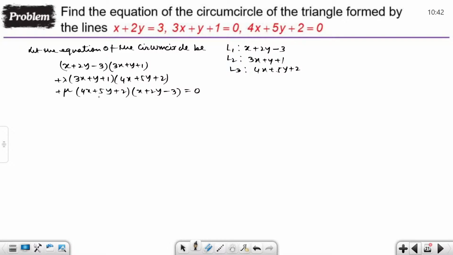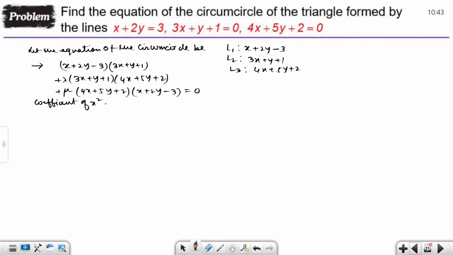So here our main task is to find out only the value of lambda and mu. That's it. The moment you get the value of lambda and mu, this equation will represent that required circle which is circumscribing this triangle. Right? So how to find that? I told you this is a general second degree equation. So it will represent a circle only when the coefficient of x square and the coefficient of y square are equal.